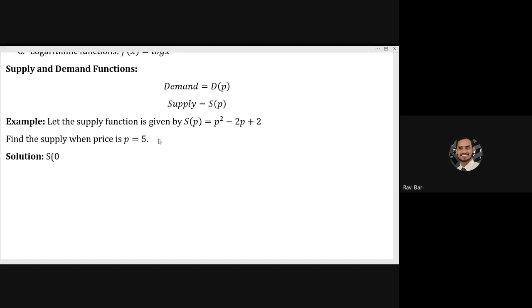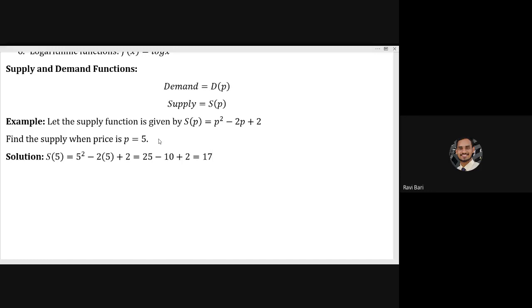So that means you have to find the supply when the price is 5. So wherever there is P, we have to write 5. So we have 5 square minus 2 times 5 plus 2. So 25 minus 10 plus 2. The answer is 17. Very good.